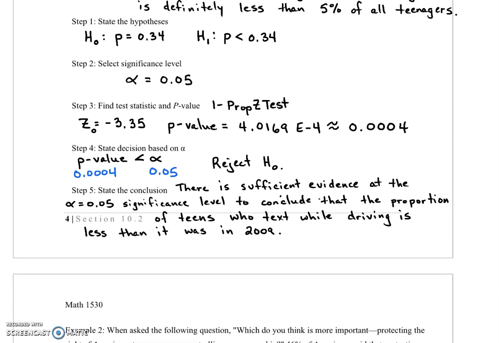So remember, our conclusion is always about the alternative hypothesis. And our alternative hypothesis was that the proportion is less than it was in 2009.